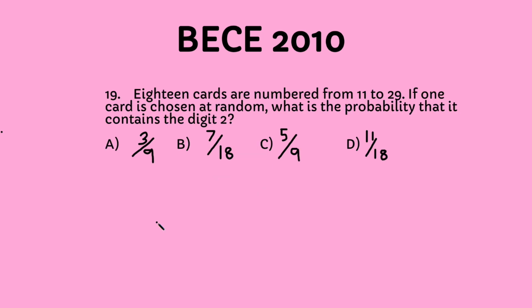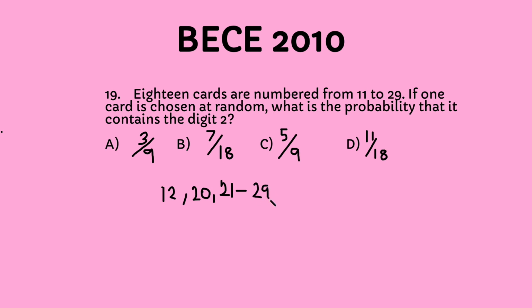Then we have question 19. 18 cards are numbered from 11 to 29. If one card is chosen at random, what is the probability that it contains the digit 2? So what are we going to do here? We are going to list out every number that has 2 and is found between 11 to 29, and that's 12, 20, from 21 to 29, every single number between them, including 21 and 29, has 2 in it.